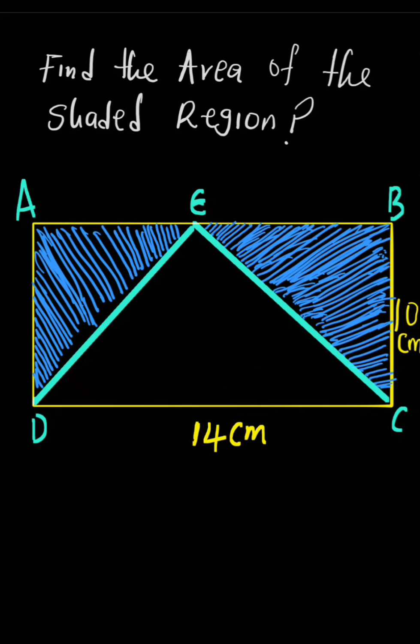Now to find the area of the shaded region, what we're going to do is to find the area of the outer part, which is this rectangle. Then we find the area of the inner shape, which is the triangle. Then we take their difference. So the difference is going to be the area of the shaded part.